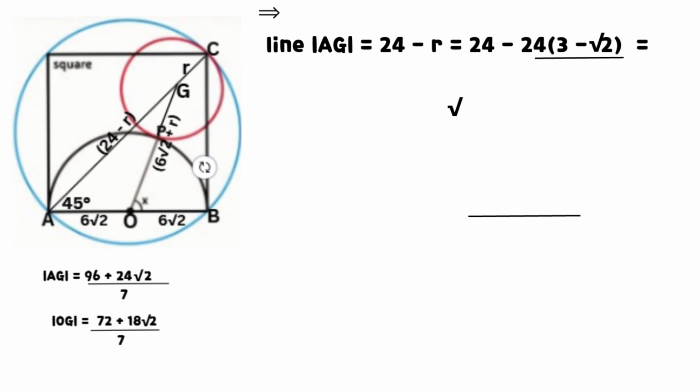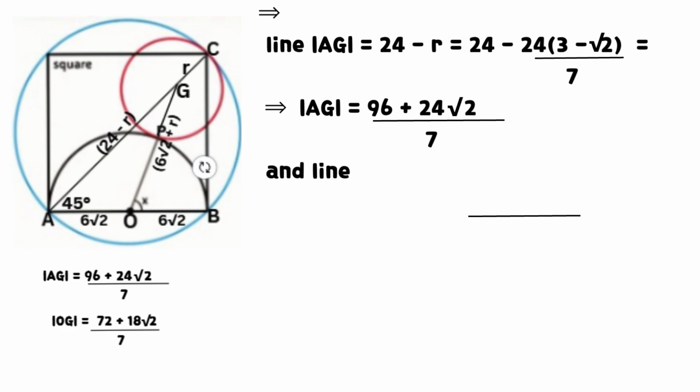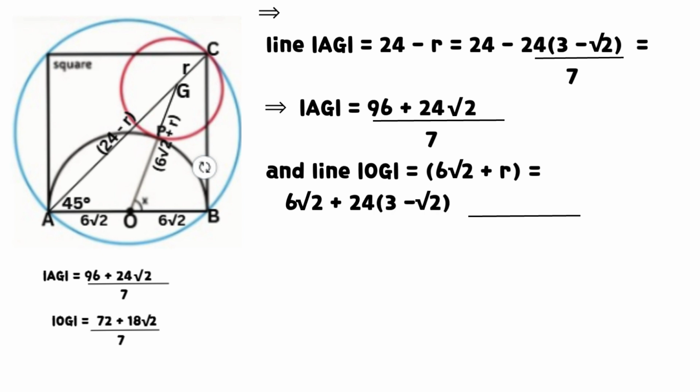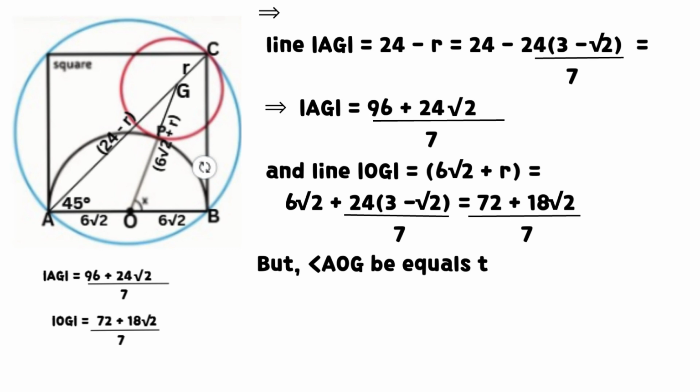This implies that line AG equals 24 minus small r, which equals the sum of 96 and 24 times the square root of 2, all divided by 7 in centimeters, after simplification of substituted values. Also, line OG equals the sum of 6 times the square root of 2 and small r, which equals the sum of 72 and 18 times the square root of 2, all divided by 7, in centimeters, after simplification of substituted values.